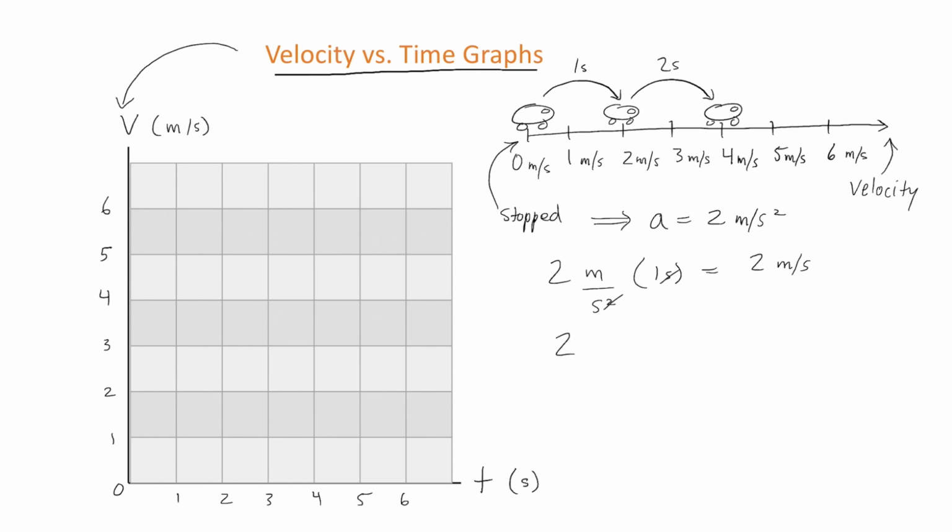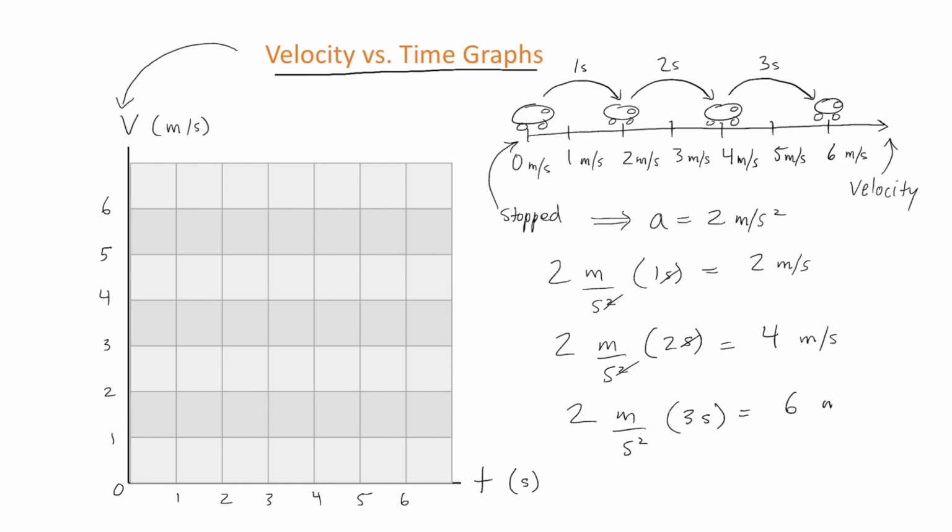If the car drove for 2 seconds, then it would be at a velocity of 4 meters per second. All we have to do is 2 meters per second squared, our acceleration, times 2 seconds, and we get 4 meters per second. Now what if the car drove for 3 seconds? Well, then it would be at a velocity of 6 meters per second, because 2 meters per second squared times 3 seconds is 6 meters per second.